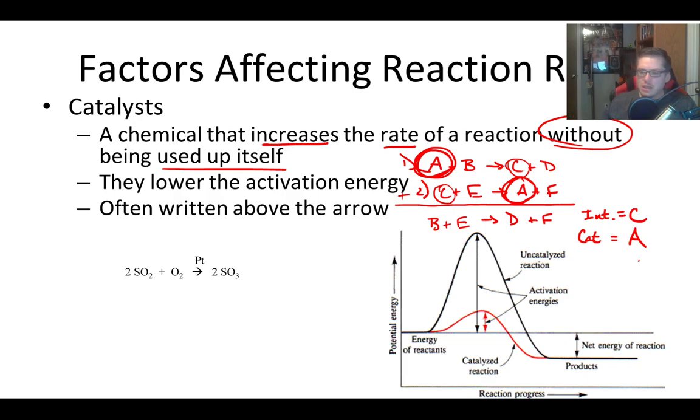Okay, a lot of times when you're doing a reaction that uses a catalyst, it's written above the reaction arrow. Otherwise, if you try to put it as a reactant, that doesn't make sense because it also comes out as a product and it doesn't really get used. But putting it above the reaction arrow is what it's usually written as. So if you see, in this case, SO2 plus O2 with that platinum, that means that platinum is a catalyst.